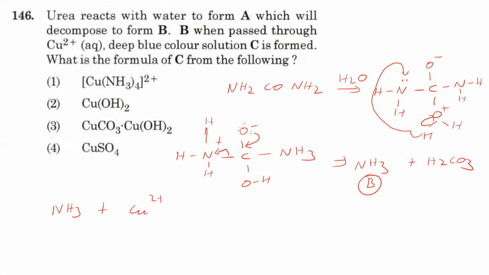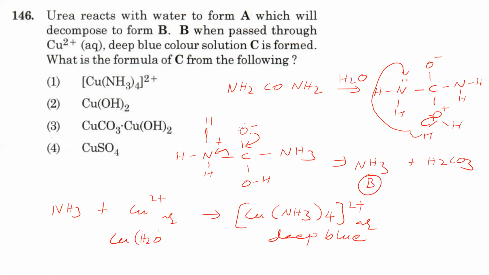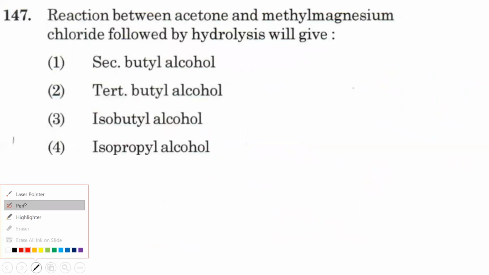This NH3 with Cu2+ aqueous gives the complex [Cu(NH3)4]2+ aqueous. This complex is having deep blue color. Now this Cu2+ aqueous will exist in the form of [Cu(H2O)4]2+ aqueous. So in this, water ligand is replaced by ammonia ligand. So we got this deep blue color. The deep blue color is C. Therefore answer for this question is first option. Next we will go for next question.